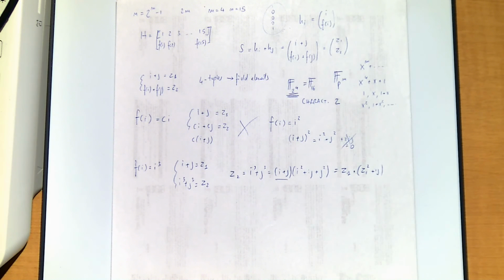And I put here plus because plus and minus is the same. Again, we work modulo 2. So it should be z1 squared minus ij, but it's plus ij because, again, I'm in characteristic 2. Okay?